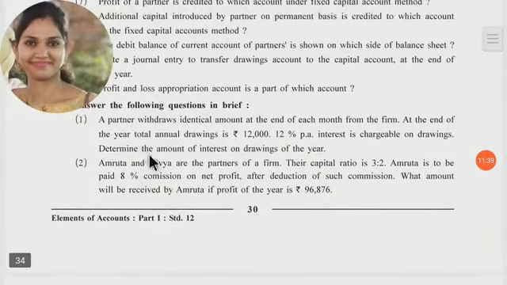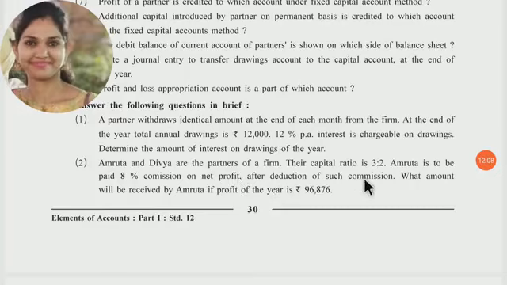Amruta and Divya are the partners of a firm. Their capital ratio is 3:2. Now concentrate on the wording. Amruta is to be paid 8% commission on net profit after deduction of such a commission. It means Amruta will receive commission as well as profit.